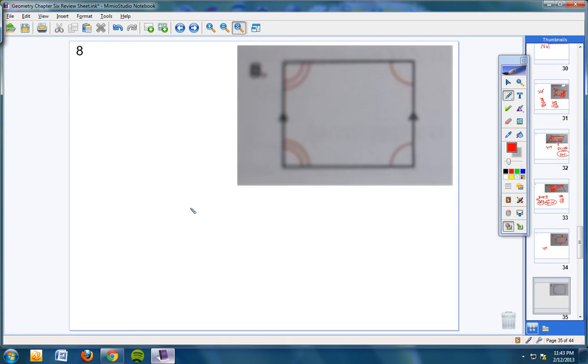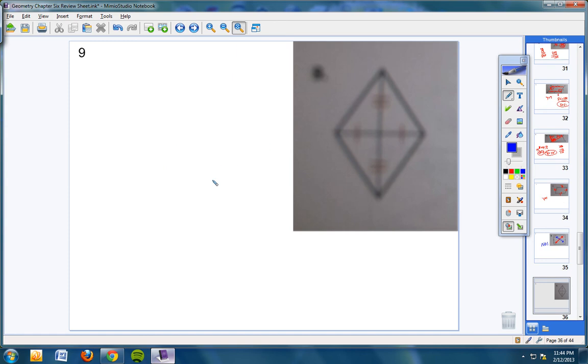All right, number 8. Ooh, be careful. Yes, these two angles are congruent, but are the opposite angles congruent? No, they are not. These two angles here are not congruent. No, you cannot state that's a parallelogram. No, absolutely not. Both sets of opposite angles have to be congruent.